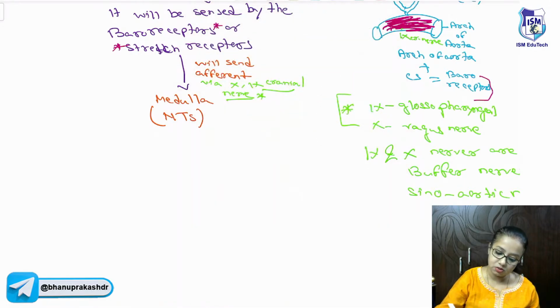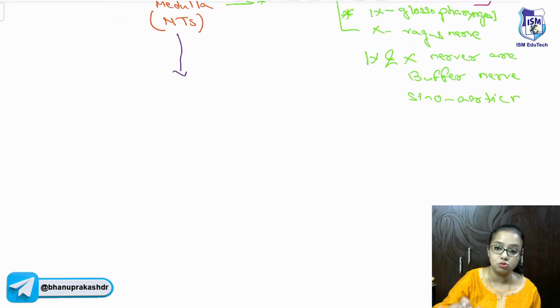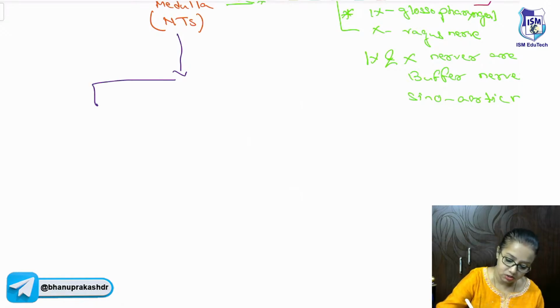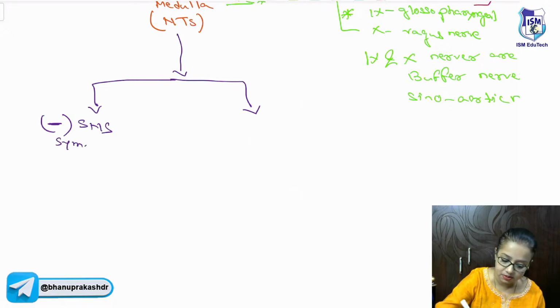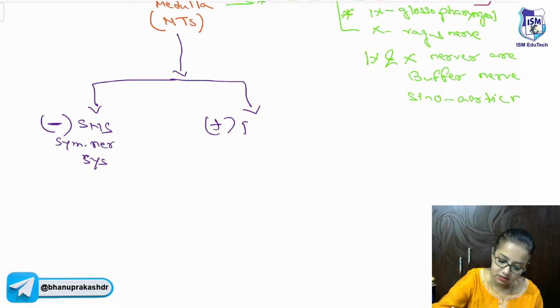Now, when the nucleus of tractus solitarius sees that there has been an increase in the pressure, and an increase in the pressure has to cause a decrease in the pressure, what will it do? It will inhibit the sympathetic nervous system, and it will stimulate the parasympathetic nervous system.